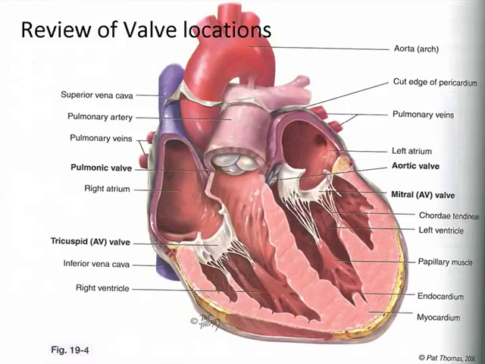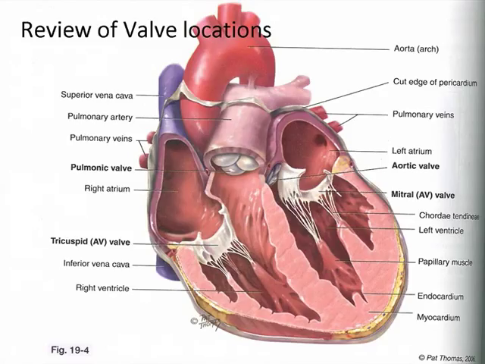The right AV valve is the tricuspid valve, as I mentioned before. Of course, it's on the right side, and it has 3 leaflets. The left AV valve is the bicuspid or mitral valve. Of course, it's on the left side, in between the left atria and left ventricle, and it has 2 leaflets. The semilunar valves are found between the ventricles and the arteries, and they're open during pumping or systole to allow the blood to be ejected from the heart.